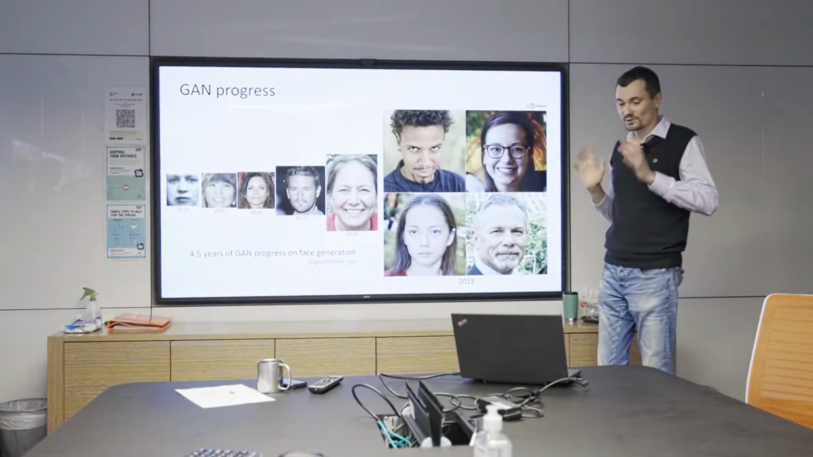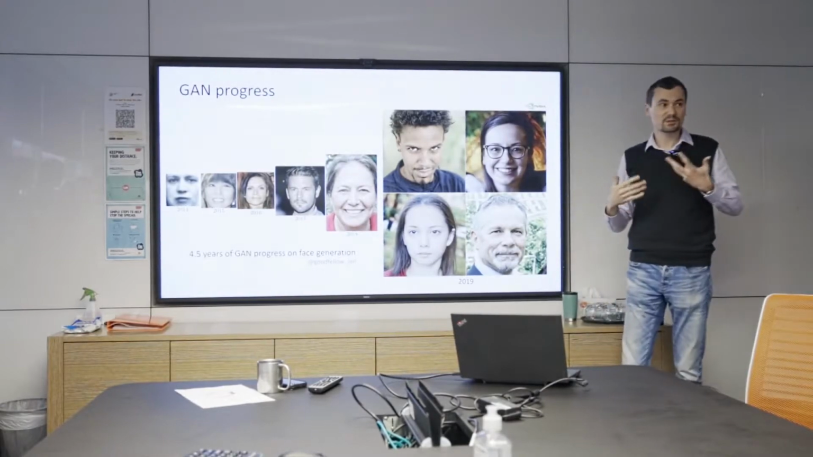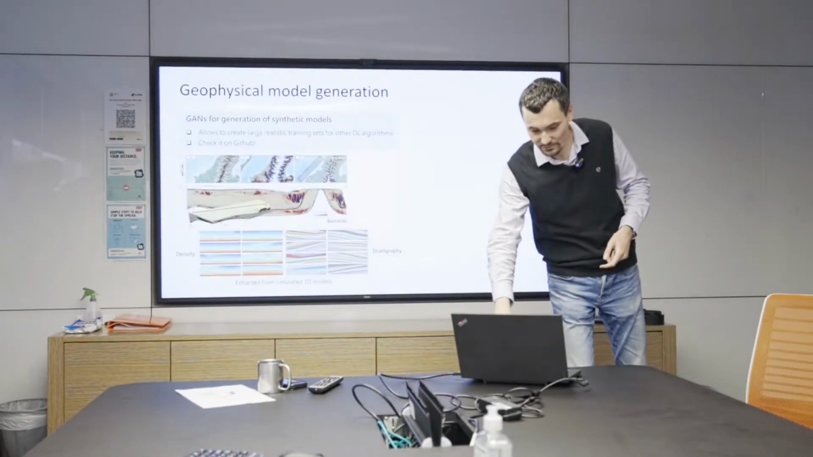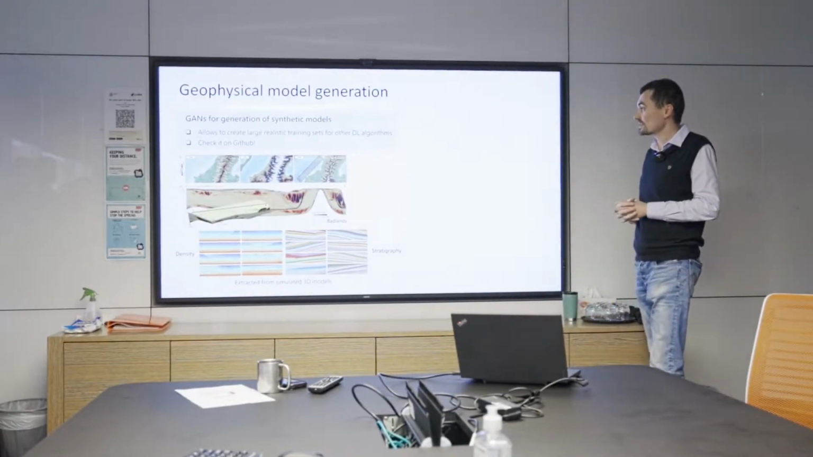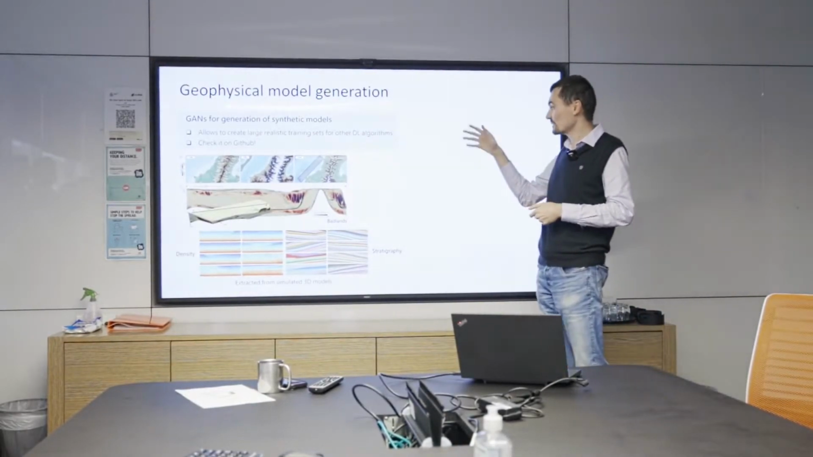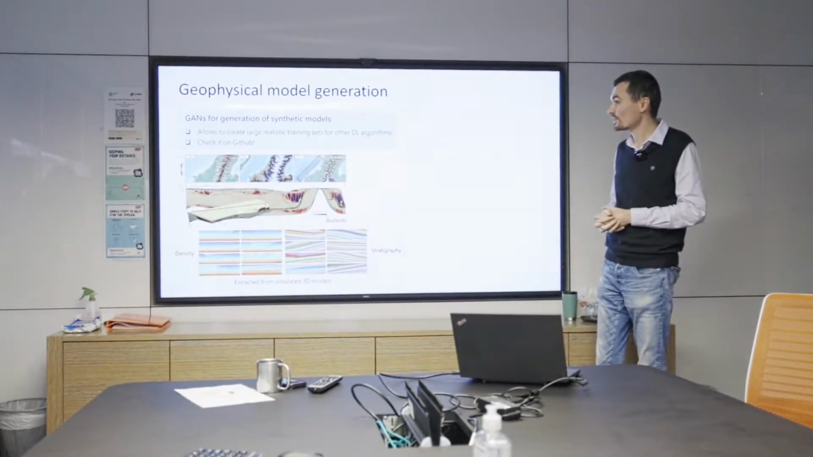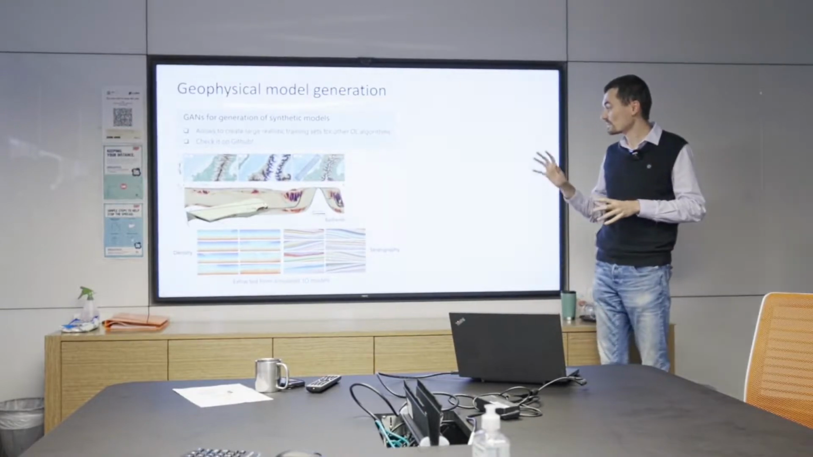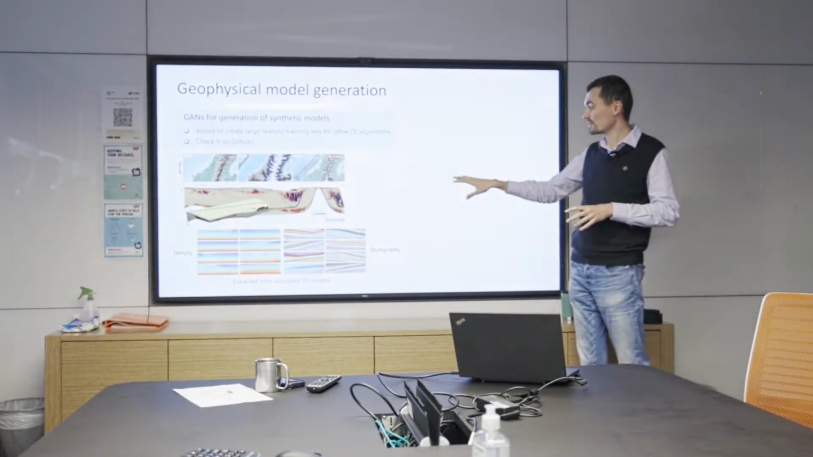So when we thought about generation of artificial models to train our codes, this was our main point of focus. What we did is we used some of these techniques. We extended them to accommodate geophysical model generation. So instead of creating some simple artificial models, we tried to use GANs to mimic different models.